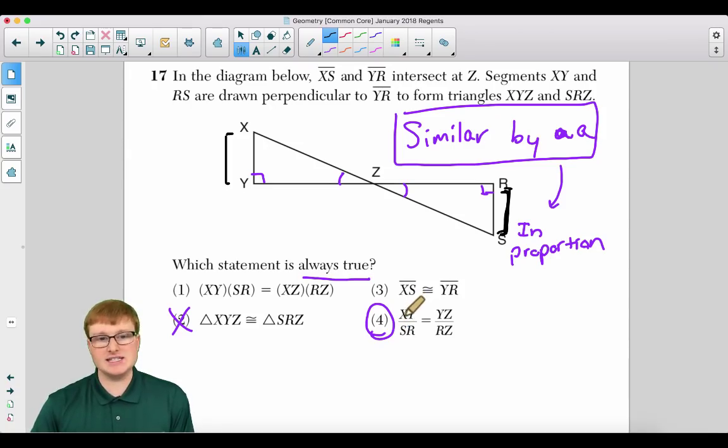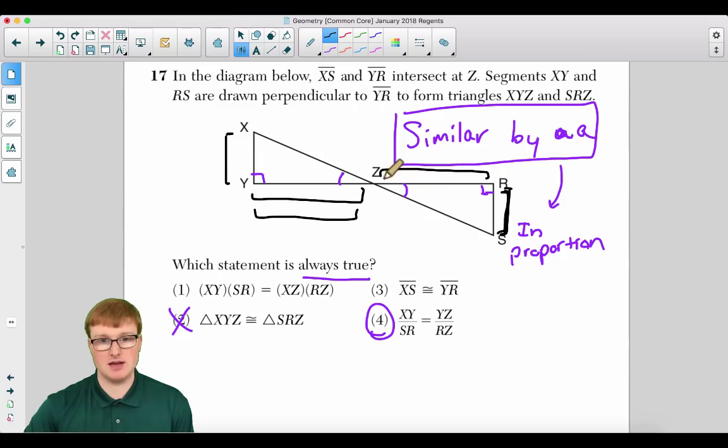Perfect. Now, since XY is the one that started out, the next fraction better have a line segment that's inside of this triangle. Oh, look, it does. YZ is in proportion to RZ. And those are, in fact, proportional because they are corresponding to each other. So this is actually a true statement because they're in proportion.